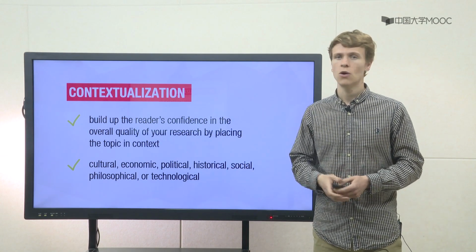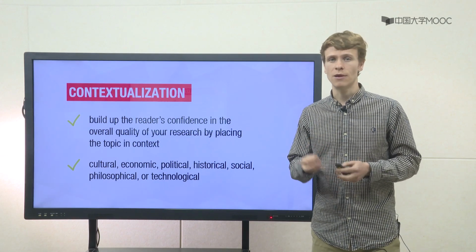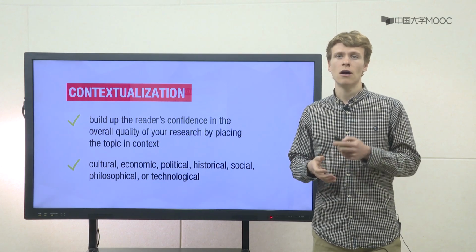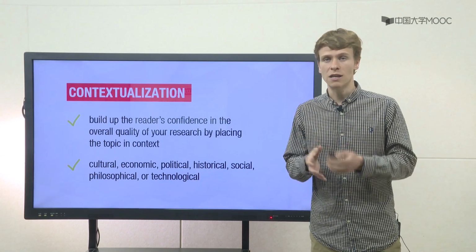Depending on the problems to be addressed, context may be cultural, economic, political, historical, social, philosophical, or technological. When reading an academic paper, before you read about the topic in depth, and before you explore the research problem, you'll first of all read the introduction.